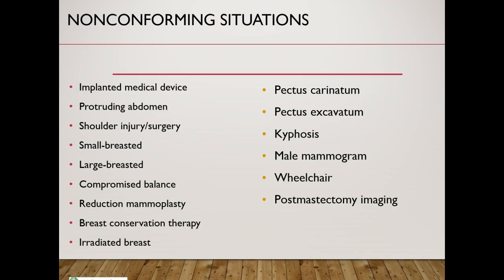Here's some examples of non-conforming situations. Implanted medical device. Often there's going to be patients that do have a pacemaker implanted. It's going to project beyond the chest wall. So you have to be careful of that. Protruding abdomen can cause us a lot of challenges. A very small breasted patient versus a very large breasted patient. A male mammogram, a patient with kyphosis or pectus excavatum and so forth.